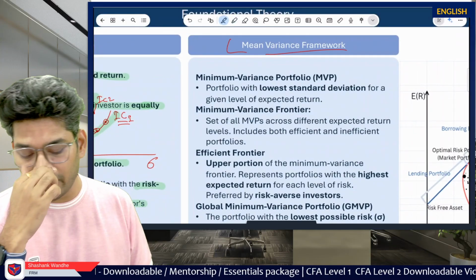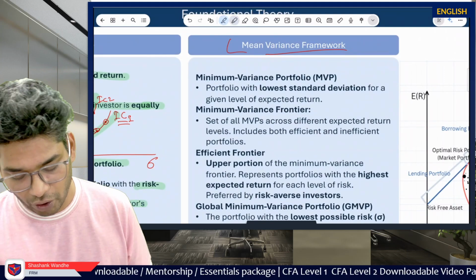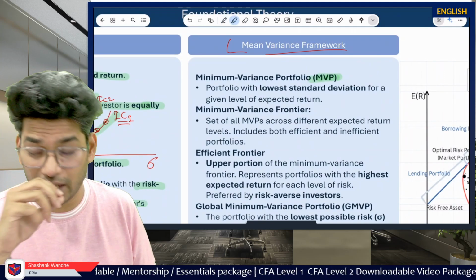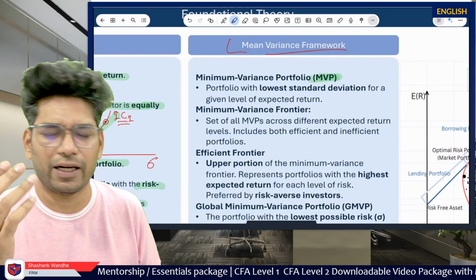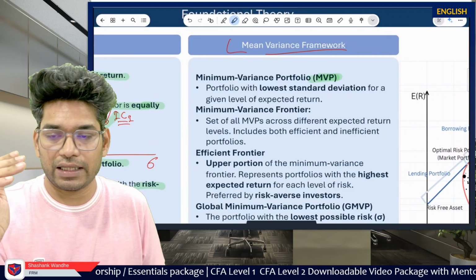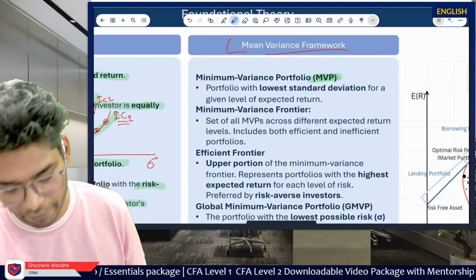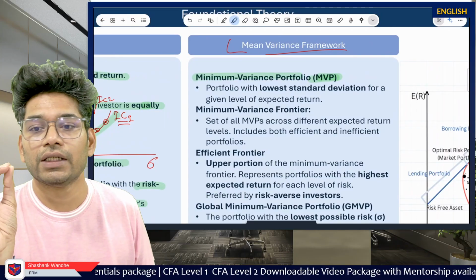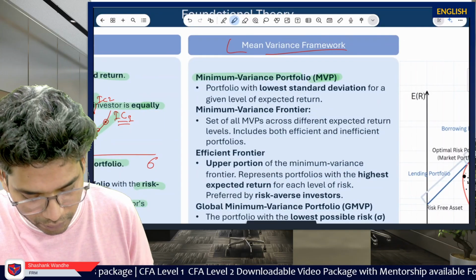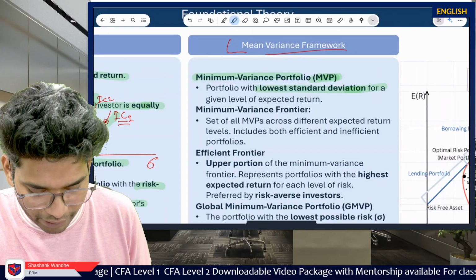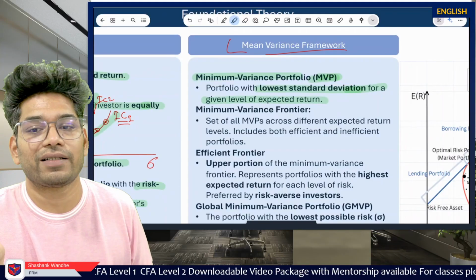Now let's see the mean variance framework. Mean variance framework talks about the minimum variance portfolio. Here again, in the mean variance framework, we are seeing multiple terms. Now, what is a minimum variance portfolio? Minimum variance portfolio is the portfolio with the lowest standard deviation for the given level of expected return. Simple.